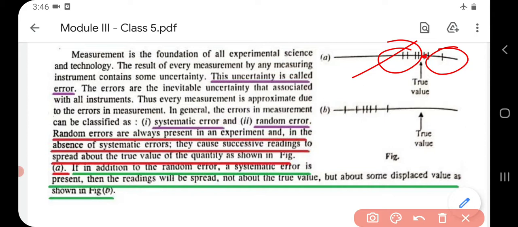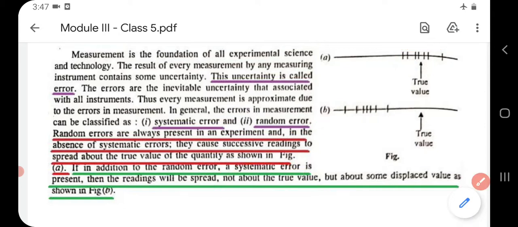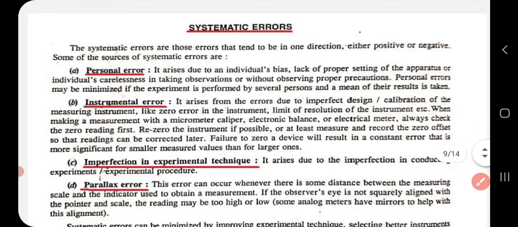Now, if in addition to the random error you have a systematic error, then how will the readings look? The readings will spread out, but they are not spreading about the true value. Instead, they are displaced a long way from the true value. In the first case, the measured values are spread about the true value. That is in the case of random error. Whereas in systematic error, the measured values will spread not about the true value but about some displaced value. That is the difference between systematic error and random error. So here you have to study the difference between systematic error and random error. Now, systematic error in detail.